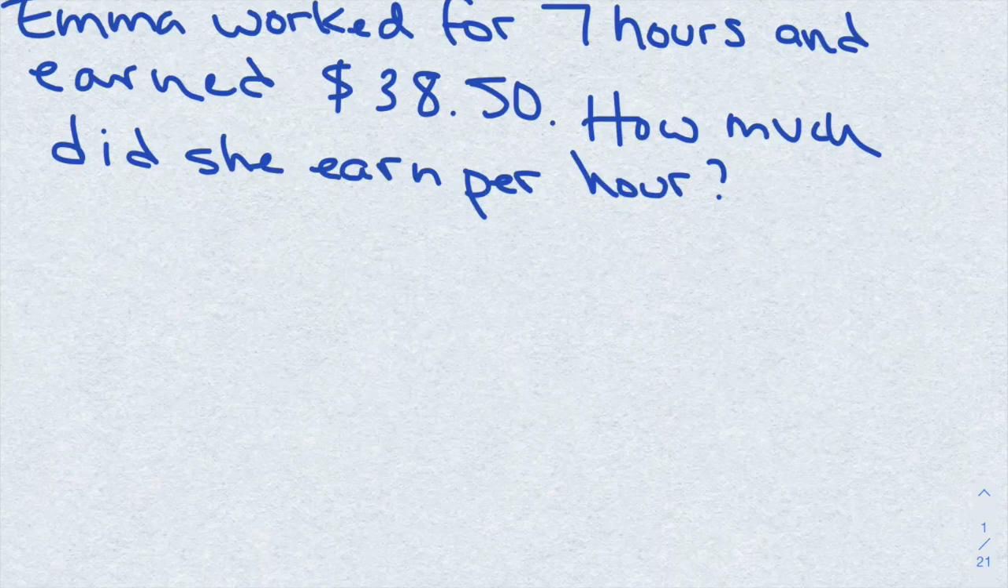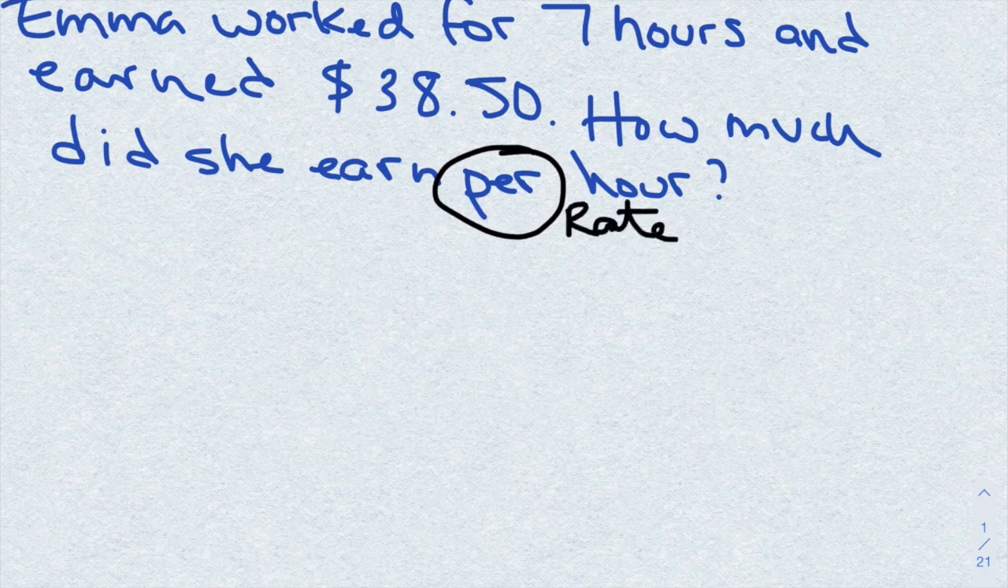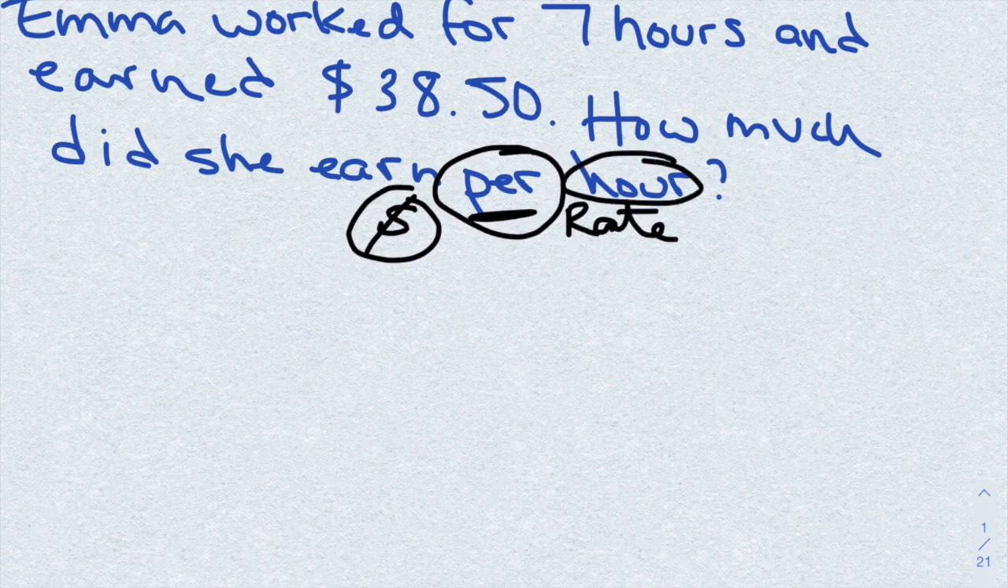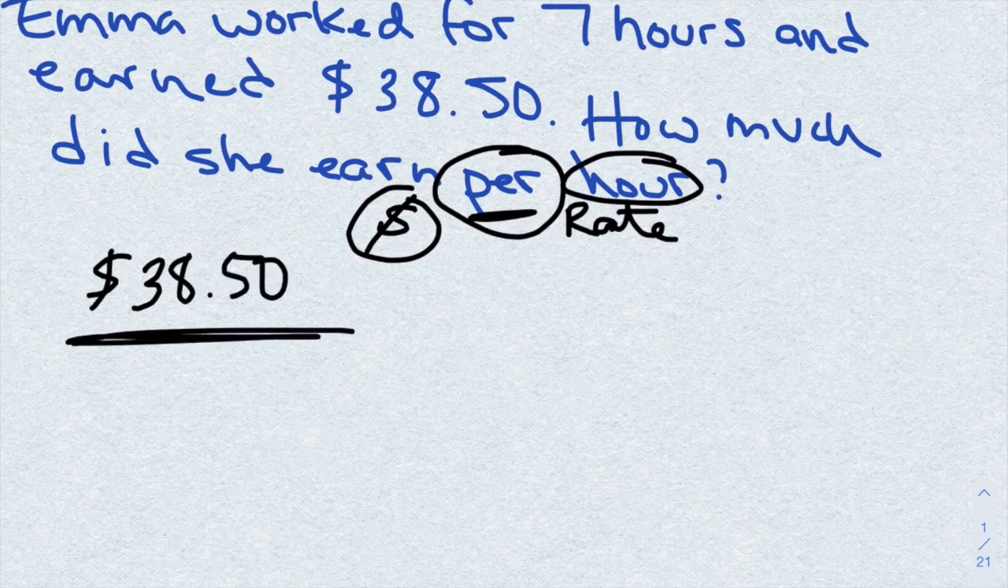Okay, question 2. Emma worked for 7 hours and earned $38.50. How much did she earn per hour? That per tells us this is going to be a rate. When it says earnings, think of that as dollars, so dollars per hour. She made $38.50, the per is my line, and she worked 7 hours. So it'll be $38.50 divided by 7 hours.